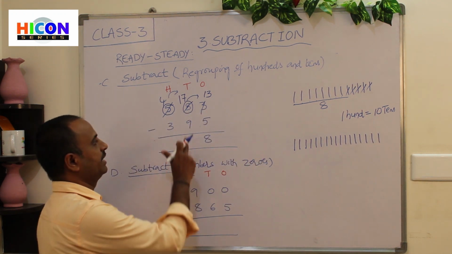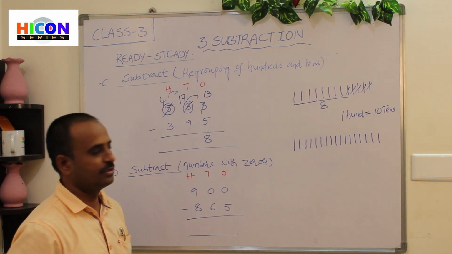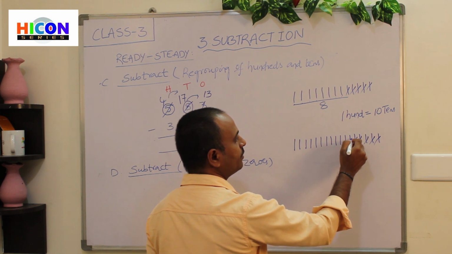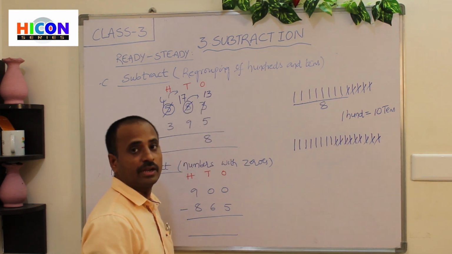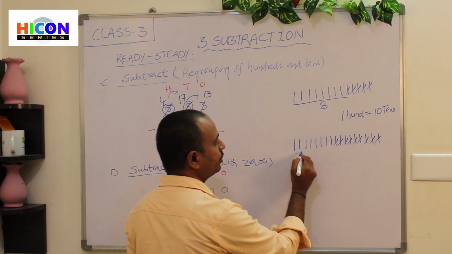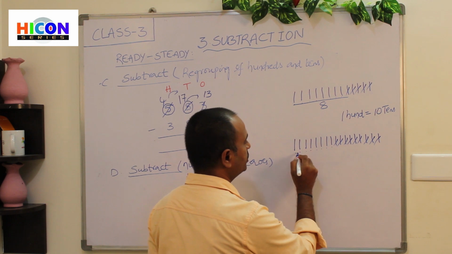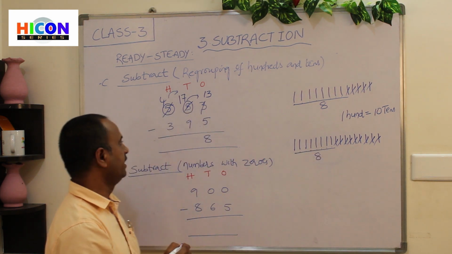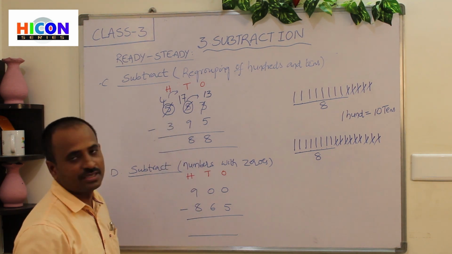So what is the second number here? 9. So strike off 9 lines among 17 lines. 1, 2, 3, 4, 5, 6, 7, 8, 9. So children, count the remaining lines. 1, 2, 3, 4, 5, 6, 7, 8. So children, how many lines are there? 8 lines are left there. So write 8 under tens place. So the tens place is completed.